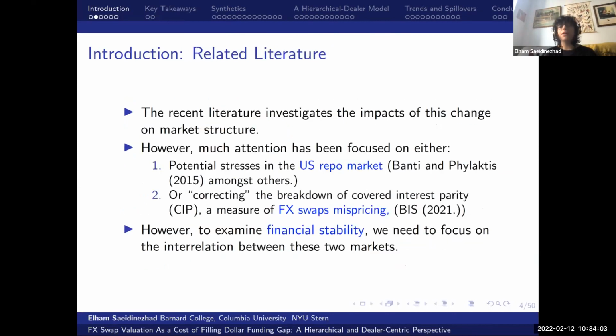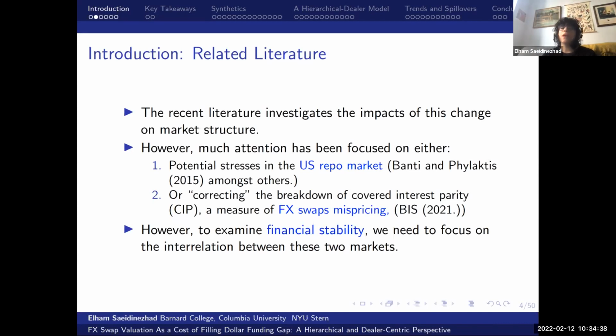So when we think about the US dollar funding market from a monetary economics perspective, most of the attention has been on the US repo market. At the same time, when we examine the international finance literature and focus on the FX swap, or foreign exchange swap, we see that most of the focus in this particular literature is on FX swap mispricing, which is the deviation from covered interest parity or CIP.